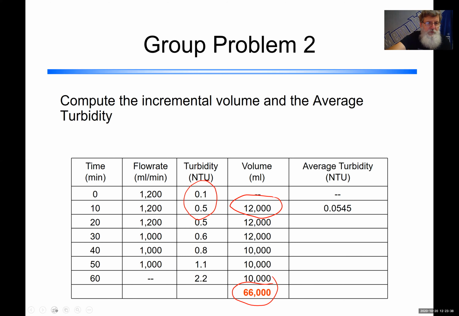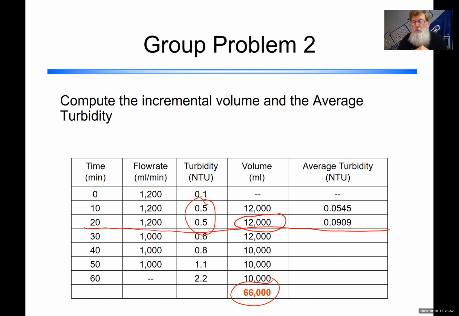All right, so what's the second one? So at this line here for 20, I'll average the beginning and end values, 0.5 and 0.5. That's easy to average. This is 0.5 times the volume treated, 12,000 milliliters, divided by the total. I get a value of 0.0909. Again, if you keep that up, these are the values I got at 30 minutes, and then between 30 and 40 minutes, and between 40 and 50 minutes. I'll go back and just show you the last one again.